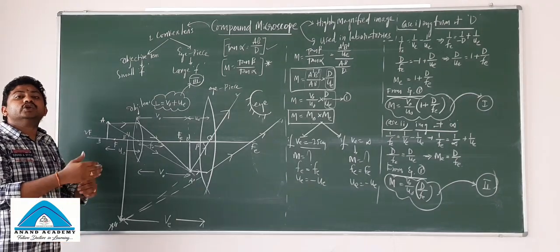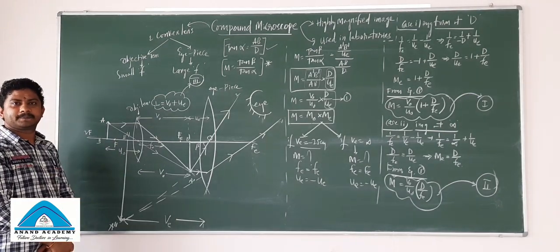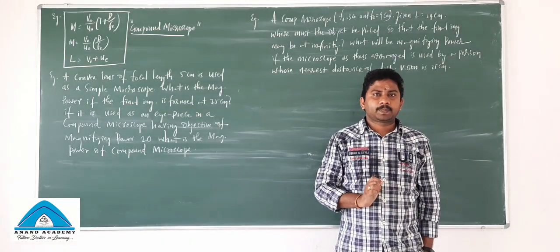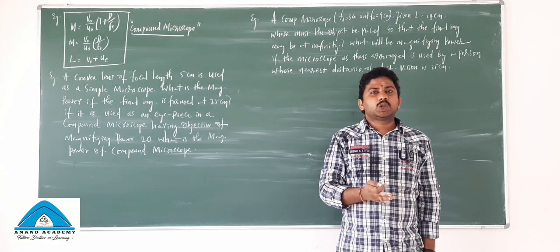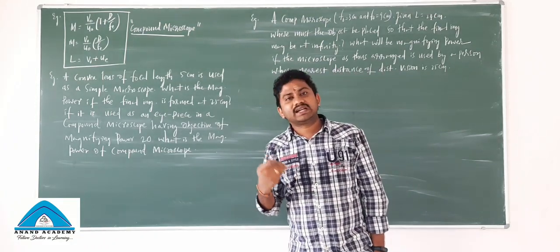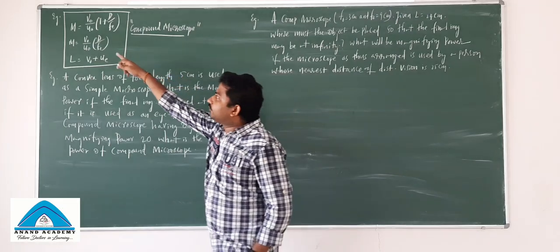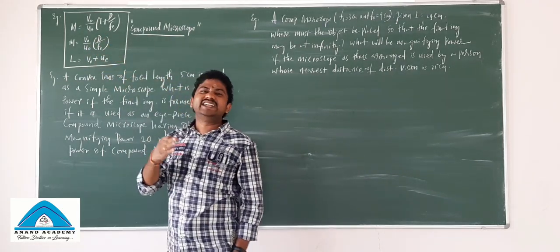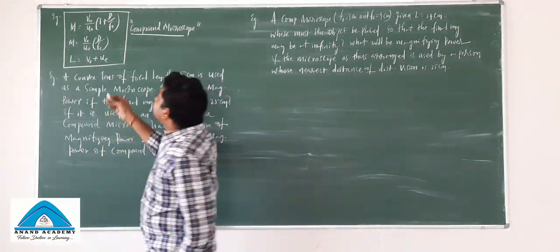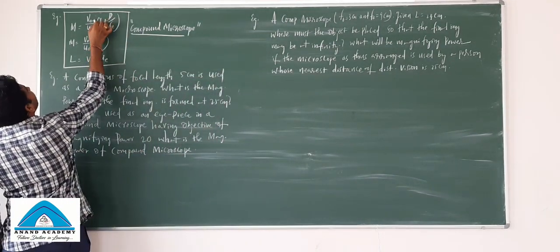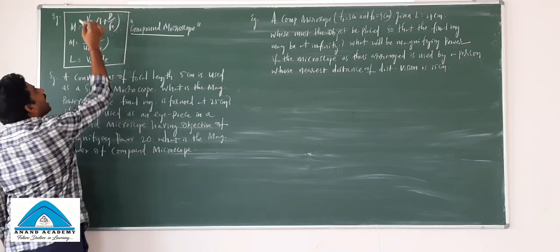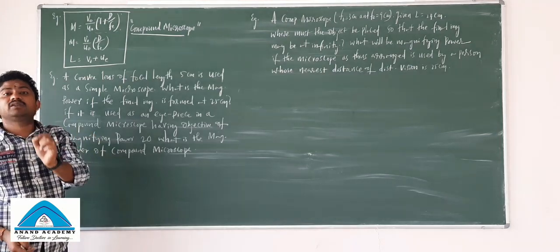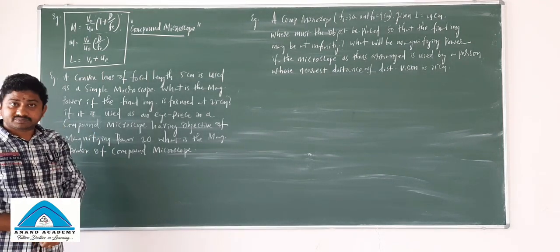Let us solve few numericals now. Let us solve some numericals in compound microscope. In compound microscope, what are the formulas we have learned? Magnifying power is equal to v_o by u_o into 1 plus D by f_e. So this 1 plus D by f_e is the magnifying power of an eyepiece. v_o by u_o is magnifying power of an objective lens.